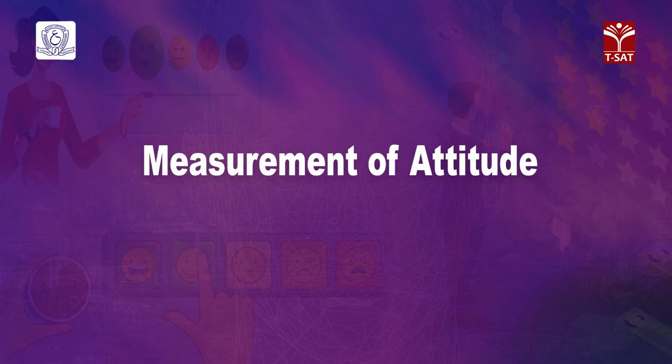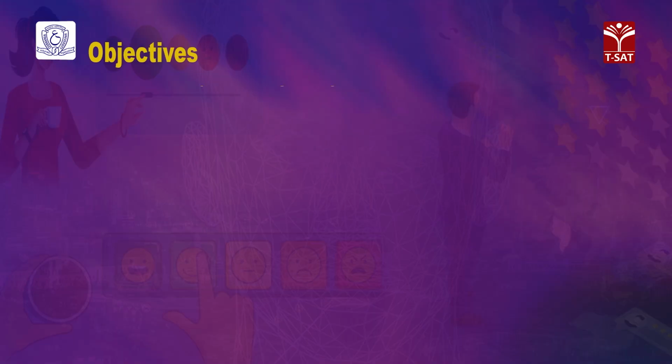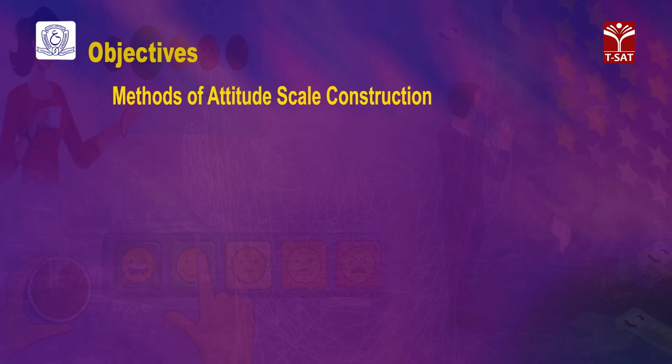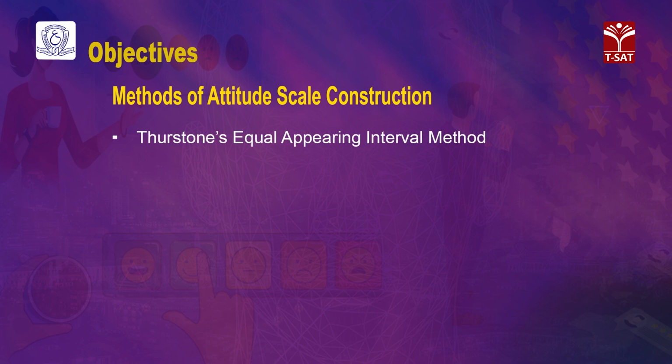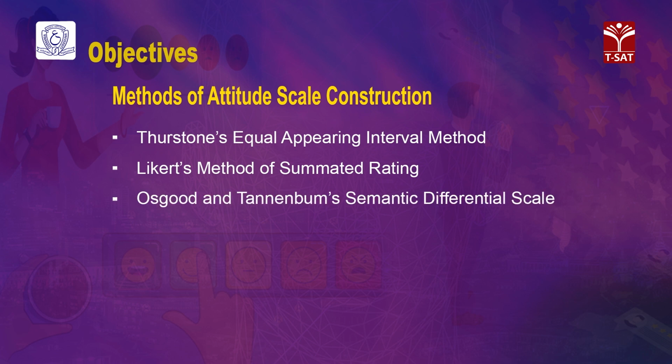Today we are going to talk about the measurement of attitudes, and we are going to talk about the methods of attitude scale construction, that is, the scales which are used to measure attitude. And what are those scales? One is Thurstone's equal appearing interval scale. Then we are going to talk about Likert's method of summated ratings, Osgood and Tannenbaum's semantic differential scale. We will also talk briefly about Bogardus' method of social distance.